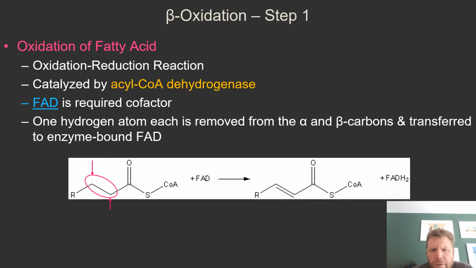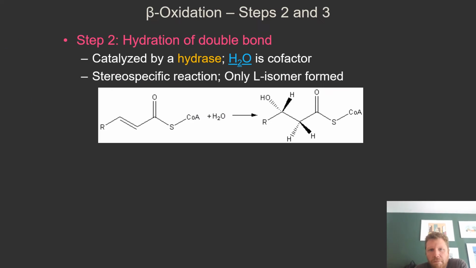For the first step, we've got our activated fatty acid. We are going to add a double bond, and we're going to use FAD in order to do that, resulting in the production of FADH2. So one hydrogen atom from each of these carbons that are indicated here and here is going to be removed and transferred to our FAD. Here's going to be the result.